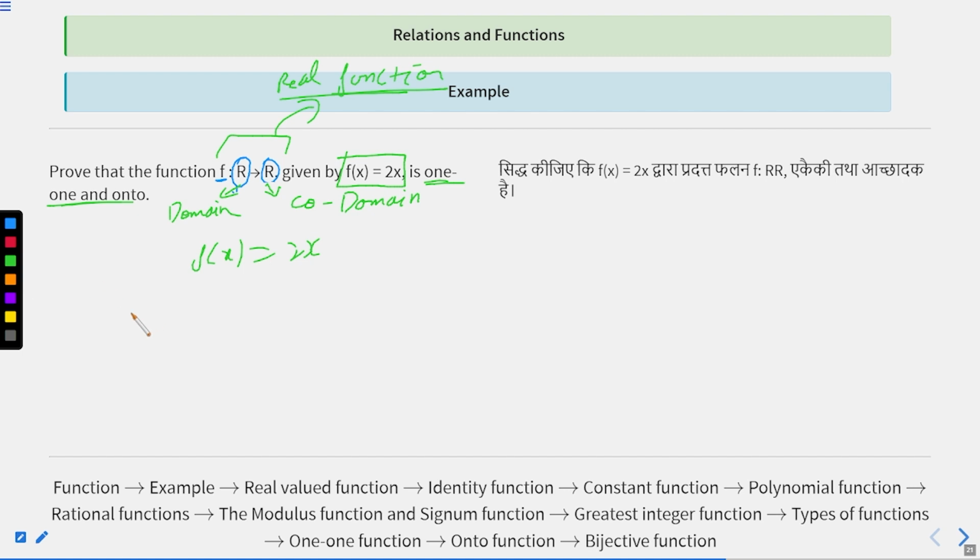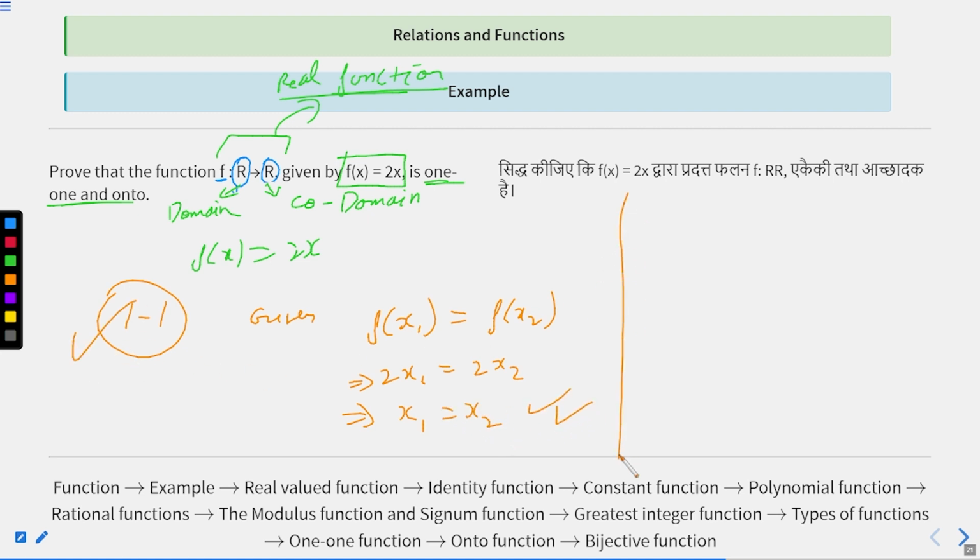The one-one part is very simple. For one-one, the assumption is f(x1) equals f(x2). This means 2x1 equals 2x2, and from this I can say that x1 equals x2. So indeed it is one-one. Quite easy, we previously proved it in the same steps. Now in the previous example we saw that it was not an onto function, but here it is onto. So let's prove that.